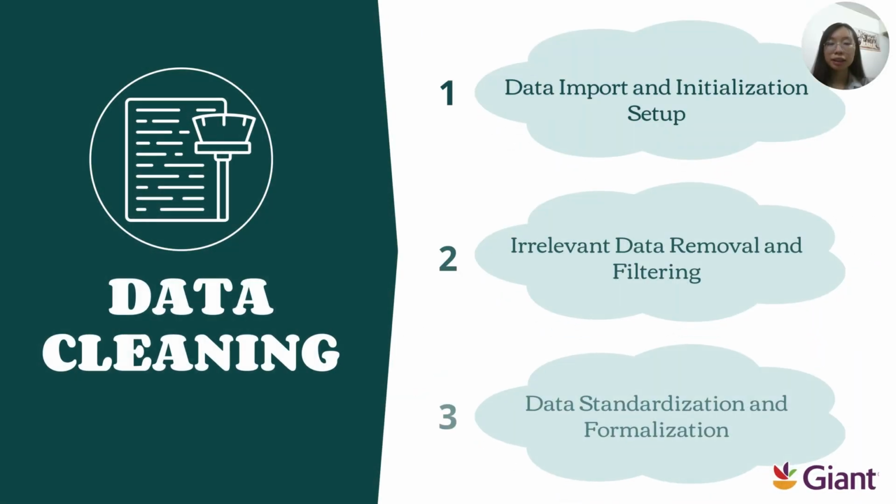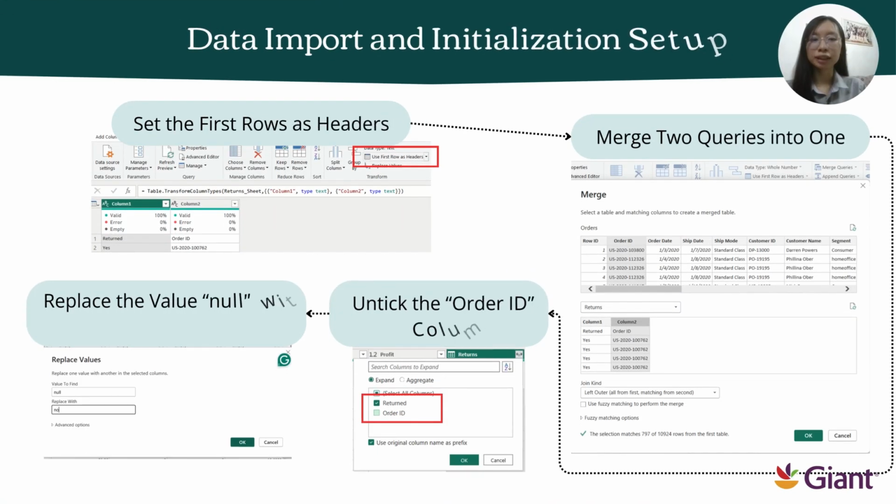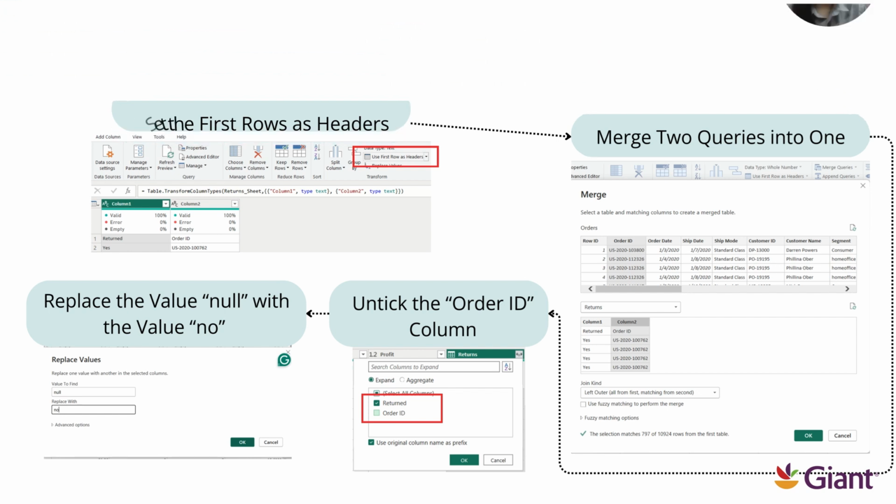There are 3 steps in the data cleaning process. First, in the data import and initialization setup process, the use first row as header option is used to set the first row in the return query as header after transforming the data. Then, merge the return query with the order query using the merge queries function, marking only the return column while leaving the order ID column unchecked. Lastly, all null entries in the return column will be replaced with no to indicate items that were not returned.